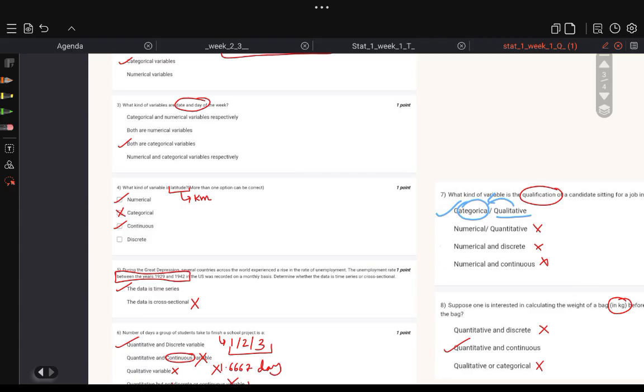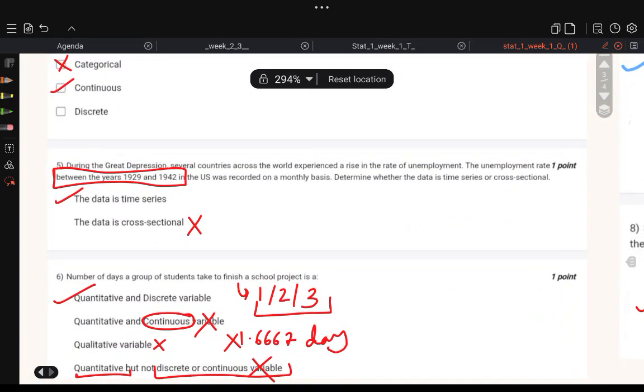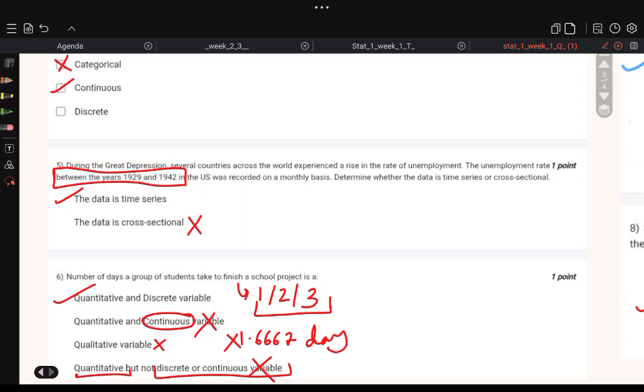Now comes another part. During the Great Depression, several countries across the world experienced a rise in the rate of unemployment. The unemployment rate between the years 1929 and 1942 in the US was recorded on a monthly basis. See, monthly basis, and there is a time period. Therefore, the data will be time series, a period of time, right?